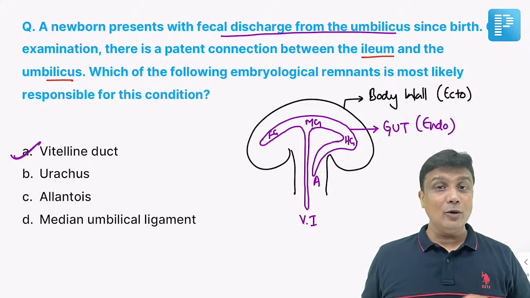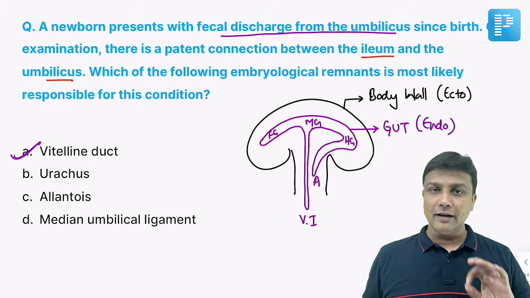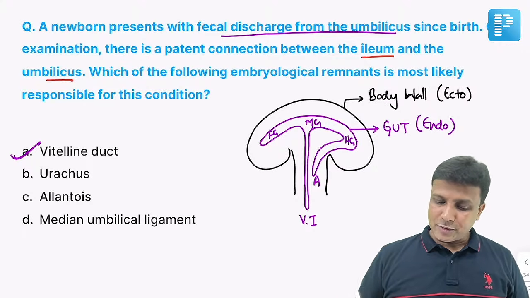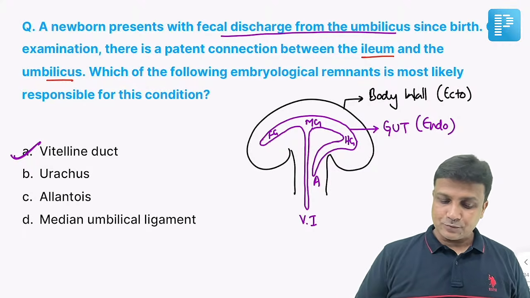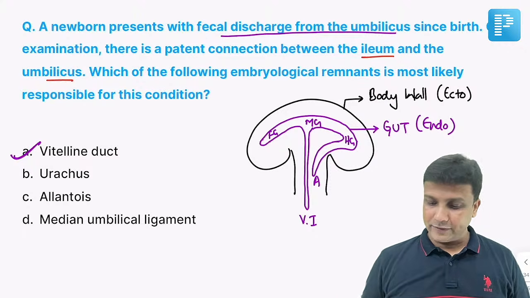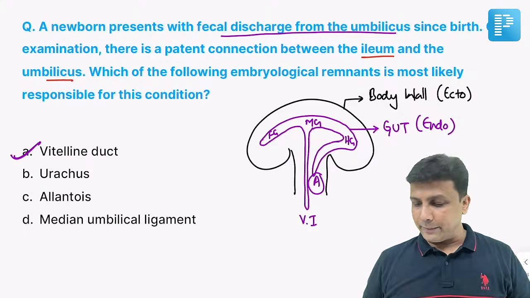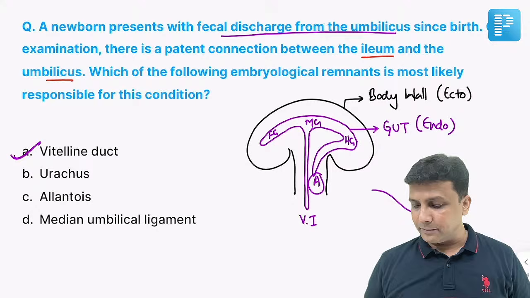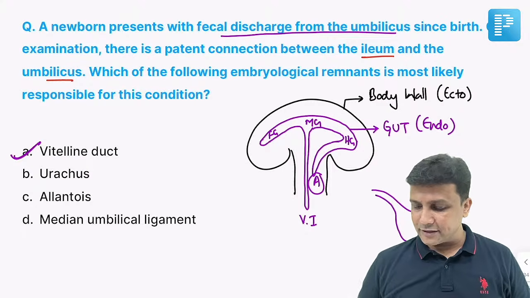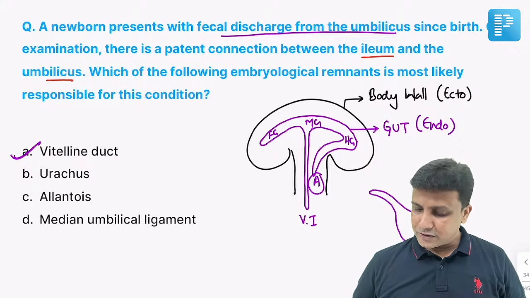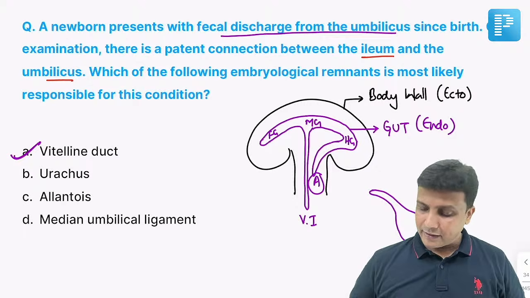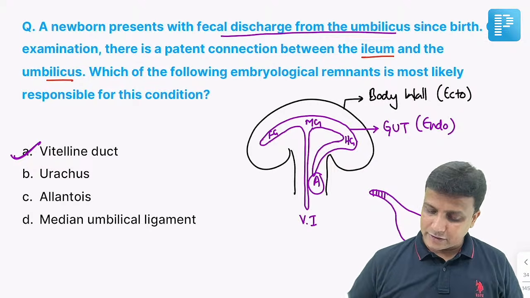By the way, let me tell you one more concept here itself. From this hindgut, whatever this extension is, that is your allantois. Further, what is going to happen? The allantois is going to become the urogenital sinus, and the cranial part of this will be the urachus.